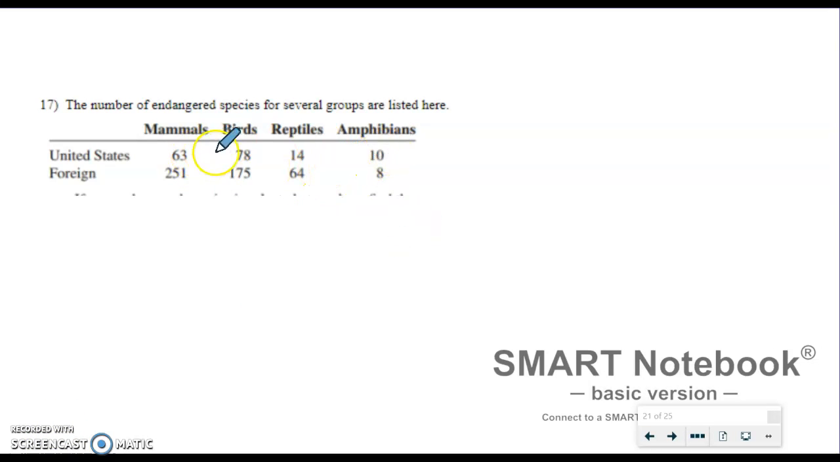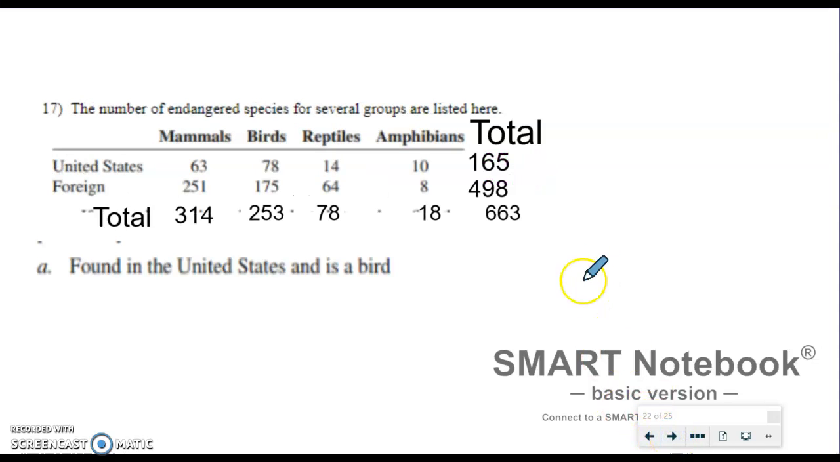And then we're going to do the same thing on the top, guys. We're going to take 63 plus 78 plus 14 plus 10, and that gets us 165. And then we'll do the same thing on the bottom. 251 plus 175 plus 64 plus 8 gets me 498. Okay? All right, so when we do this, we have 165 and 498, which equals 663 when I add those together. 314 plus 253 plus 78 plus 18 also equals 663, so we are good with that.